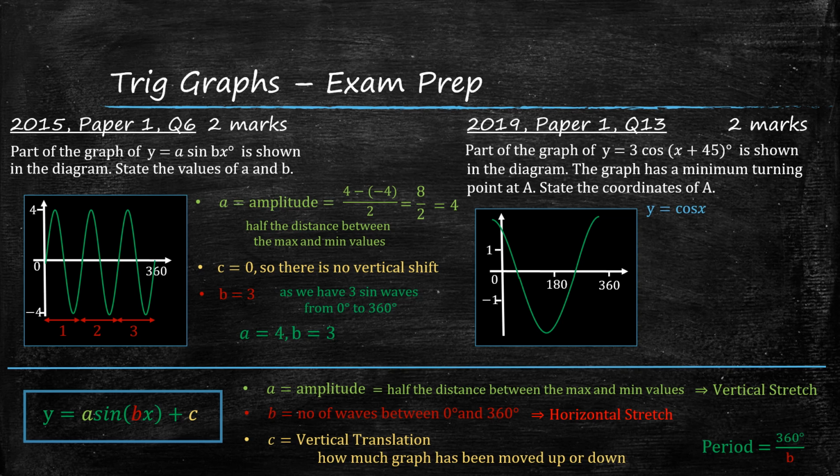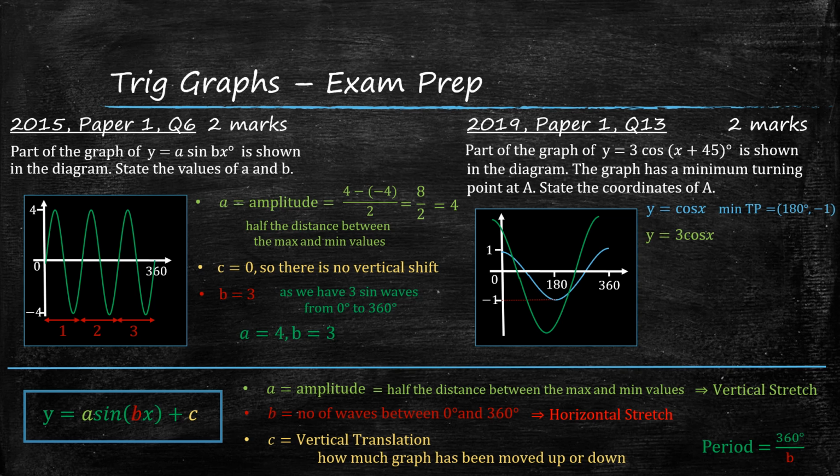Now you should know that the graph of y equals cos x, which is the root of this transformed graph, has a minimum turning point at 180 degrees and minus 1. So x coordinate 180 degrees, y coordinate minus 1. So the way we work out the minimum turning point of the transformed graph is we step through each of the transformations applied to this graph one at a time and see how the minimum turning point moves as we step through those transformations.